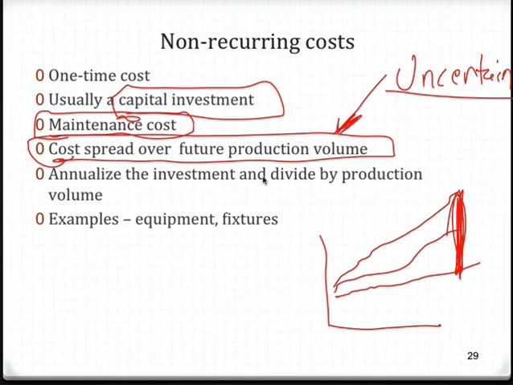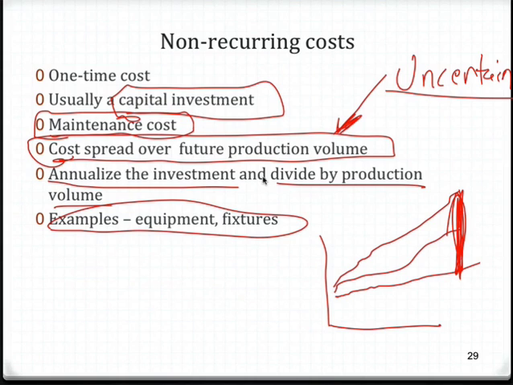Well, as you saw in engineering economy, we can annualize the investment and divide by the production volume. So examples might be equipment, fixtures, other items that again have a significant investment. A die set that costs us $500,000, we're not going to replace it often. It will be an infrequent purchase.